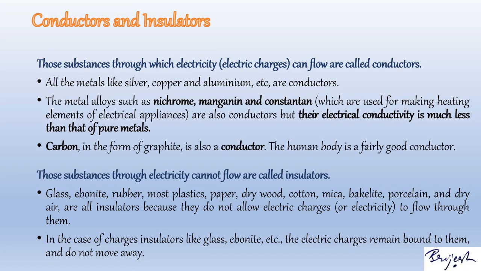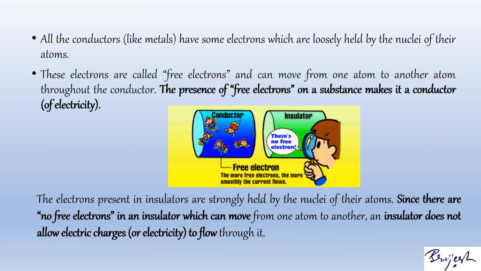In the case of insulators like glass, ebonite, etc., the electric charges remain bound to them and do not move away. All the conductors like metals have some electrons which are loosely held by the nuclei of their atoms. These electrons are called free electrons and can move from one atom to another throughout the conductor. The presence of free electrons in a substance makes it a conductor of electricity.